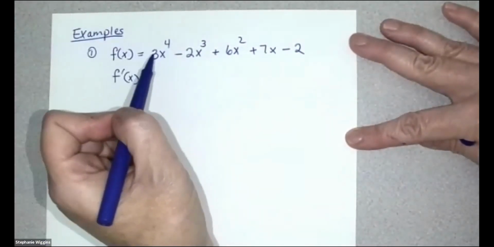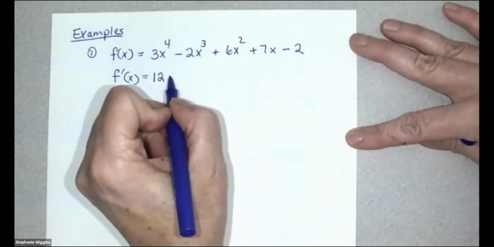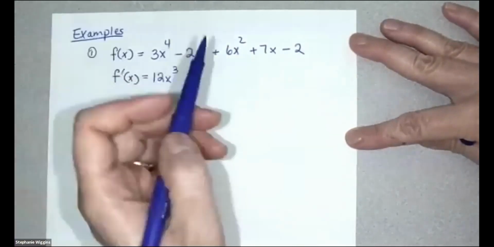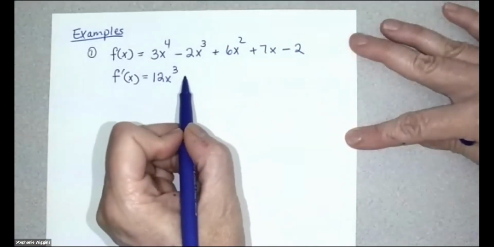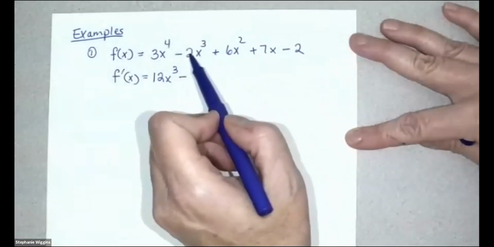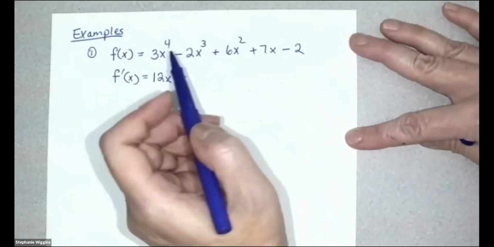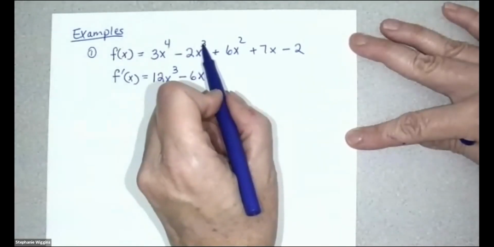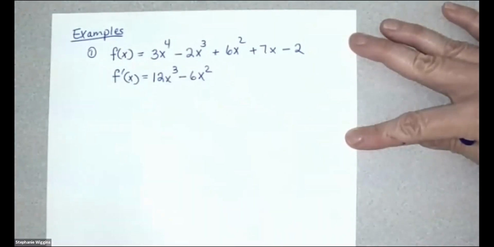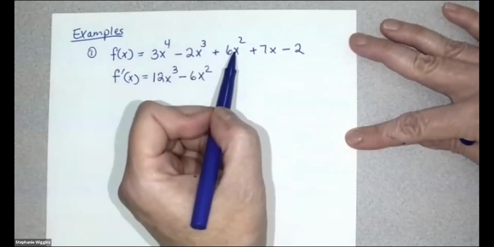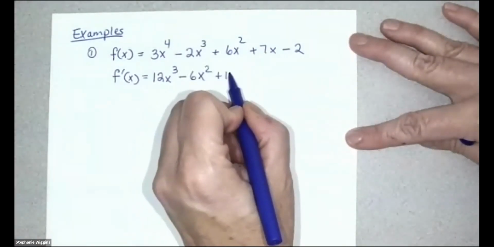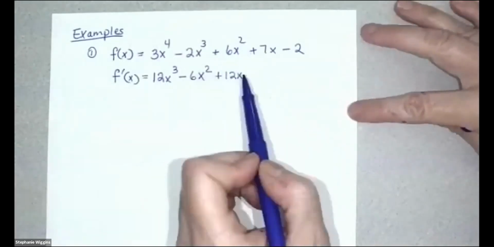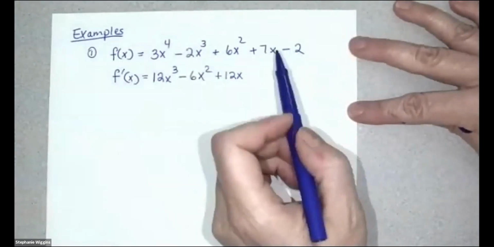So I'm going to take 4 times 3, 12x, subtract 1, that's 12x cubed. Now going to the next term, I have a difference here, so I'm going to subtract 3 times 2, that's 6. I'm subtracting, so it's minus 6x, then I subtract 1 from the power, 6x squared. Now going to the next term, 2 times 6 is 12x, because I subtract 1, and that gives me 1, which I don't have to write.